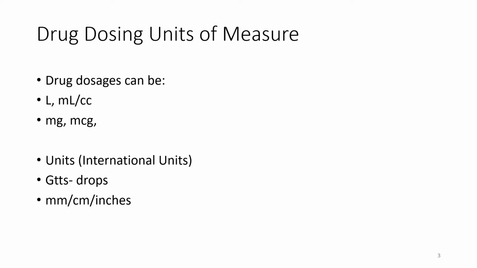And then, of course, we have units. Now, international units is what it's typically referred to as, and you can never abbreviate that. Never abbreviate units at all whatsoever. Especially insulin. Insulin is dosed in units, so you should always write units instead of U. Never use that, okay?